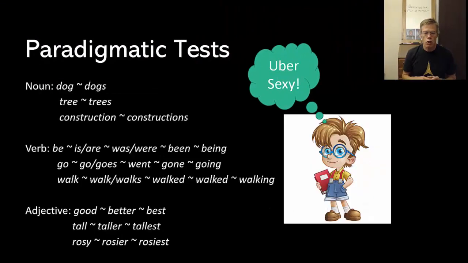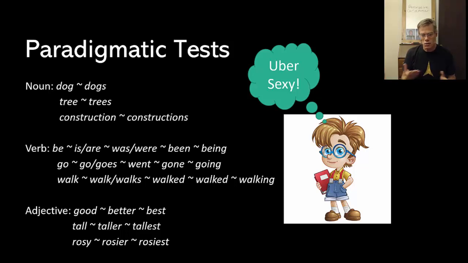Paradigmatic tests are more about the form of the words, and these are more appropriate for other languages. English really doesn't have a lot of paradigms. The only paradigm I can think of for nouns is singular and plural, like dog, dogs, tree, trees, construction, constructions. And that works pretty well. If you can pluralize it, that's a pretty good sign that it's a noun.